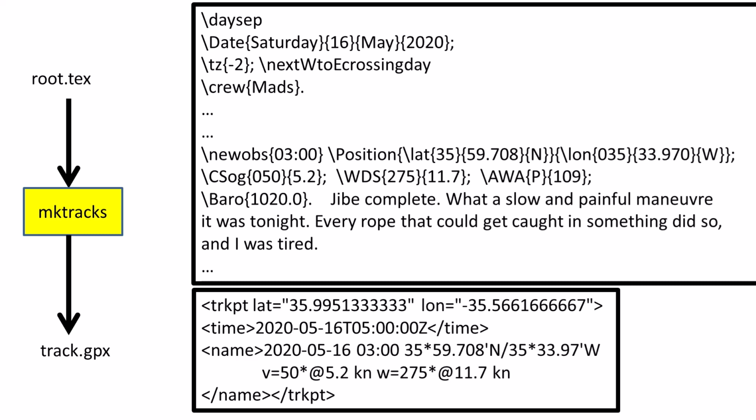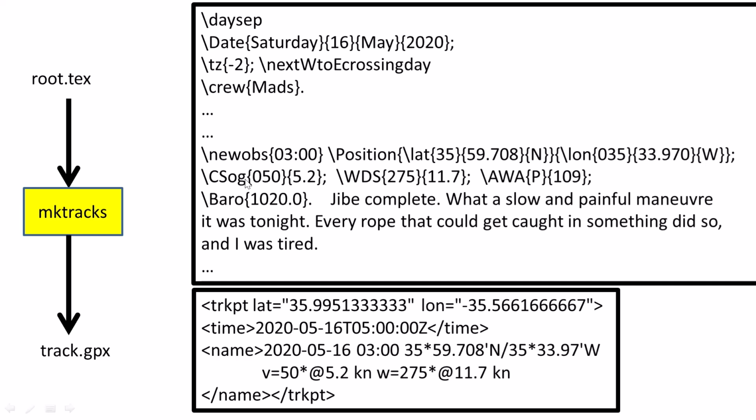the program that produces the map we saw in Google Earth, it scans through the root.tex file. The program is called MakeTracks. It scans through the root.tex file, and then it picks out the relevant data. So we wanted to pick out the date and actually the time zone, and we wanted to pick out select times of day where we made observations, and the longitude and latitude, and some wind data.